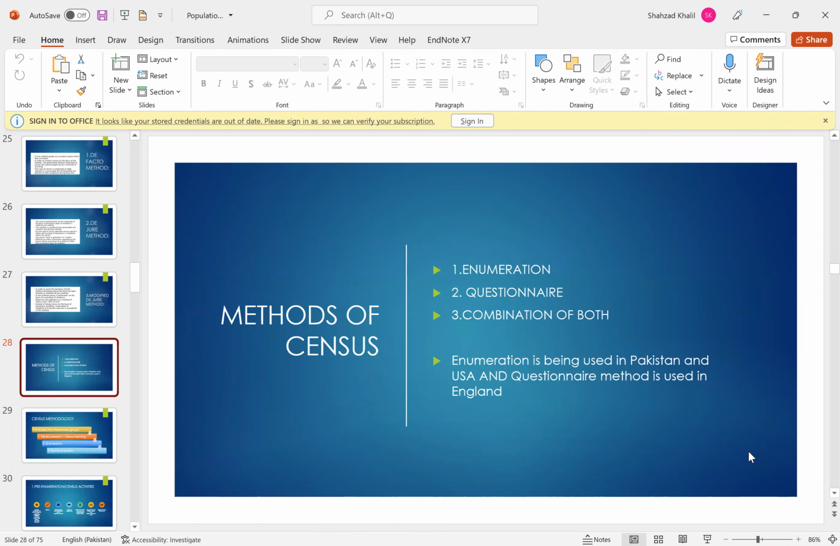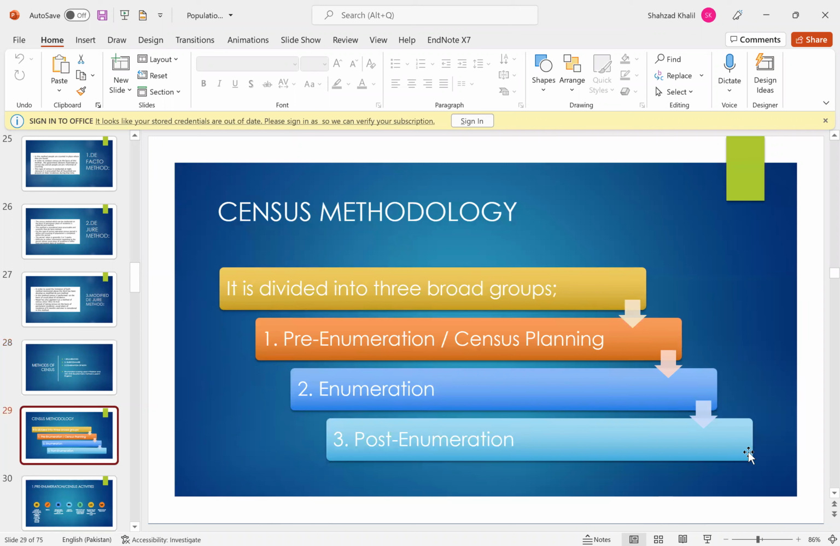Methods of the census include the enumeration, questionnaire, or the combination of both. Enumeration is being used in Pakistan and USA, and the questionnaire method is used in England. Census methodology is divided into 3 broad groups. Number 1 is pre-enumeration, which is also called census planning, then enumeration, and post-enumeration.